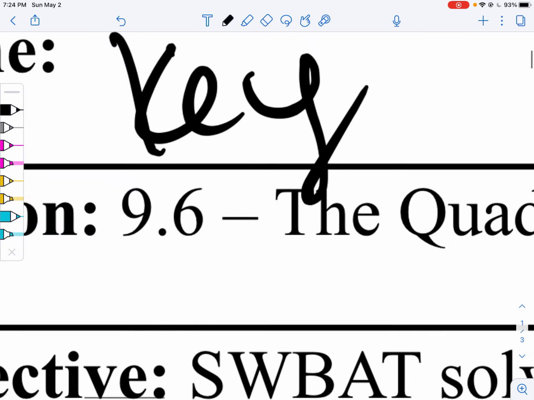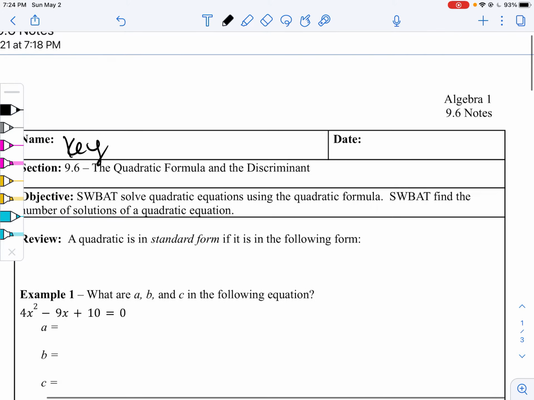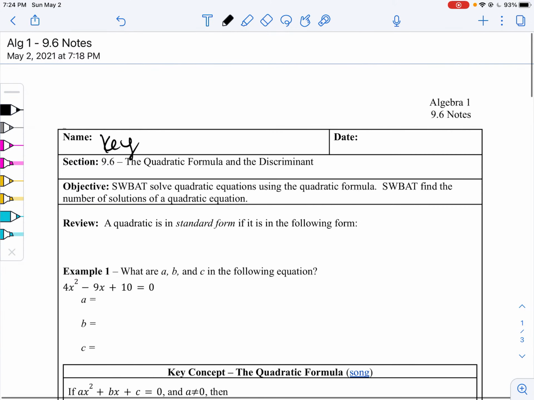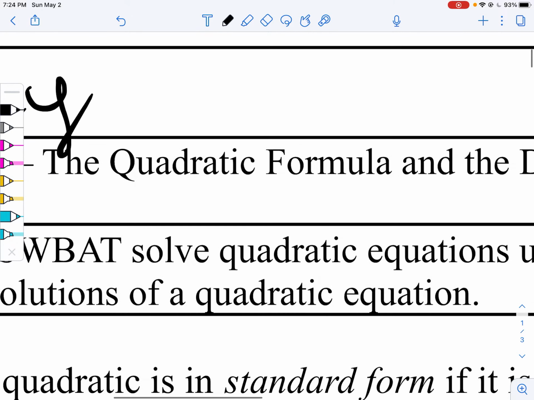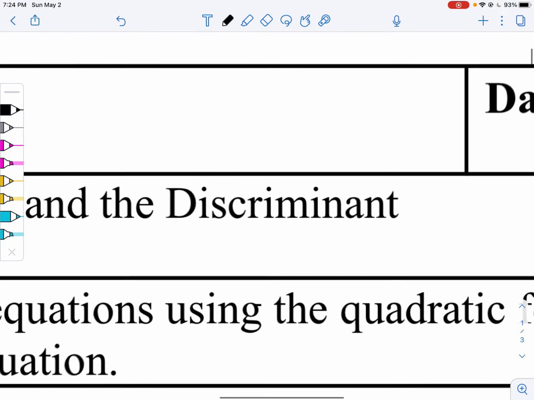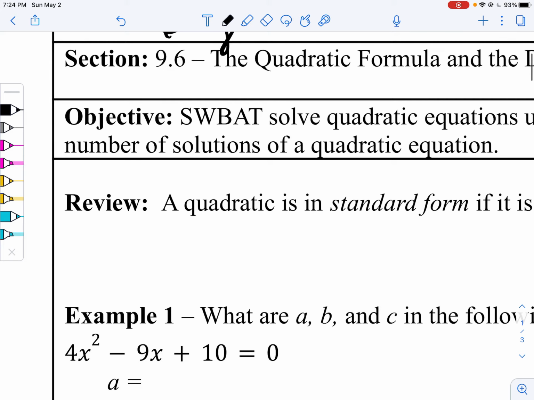Hi guys, welcome to your 9-6 notes on the quadratic formula and the discriminant. By the end of the day, you will be able to solve quadratic equations using the quadratic formula. You'll also be able to use the discriminant to find how many solutions a quadratic equation has.